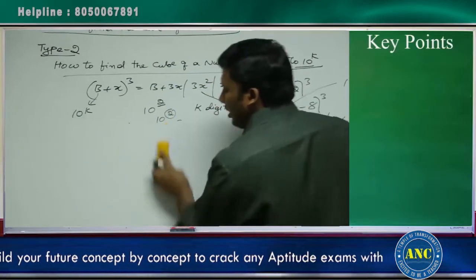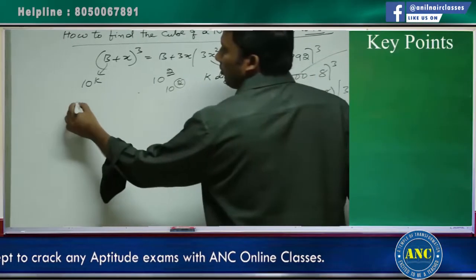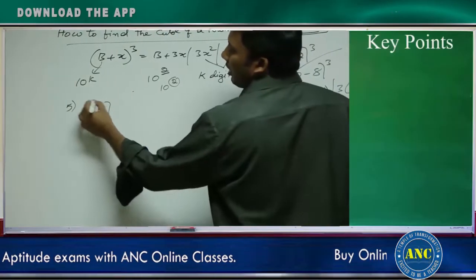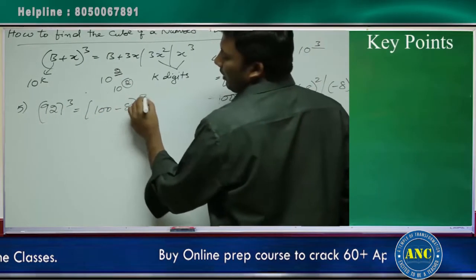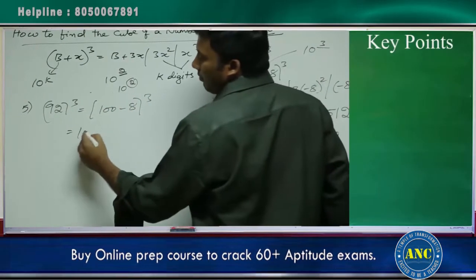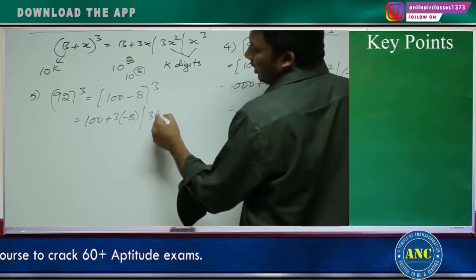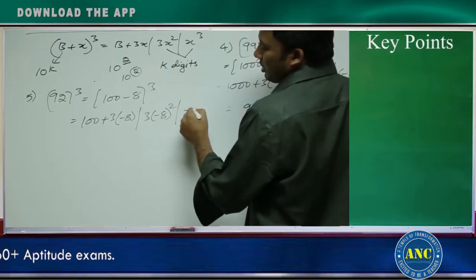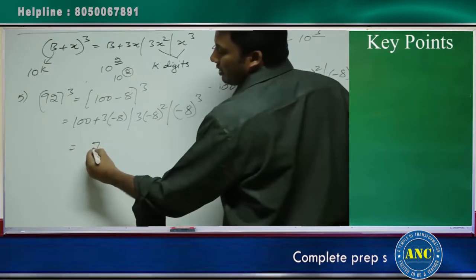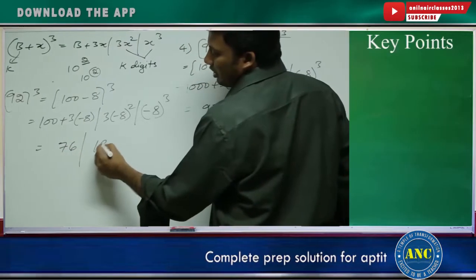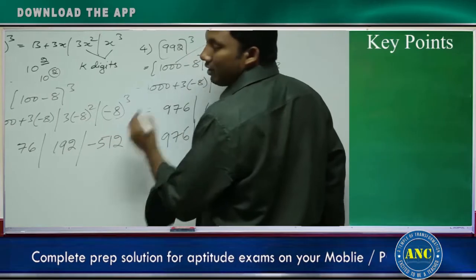That is 92 whole cube. 92 can be written as 100 minus 8 power 3. So this will be b plus 3x. Next is 3x square. Next is x cube. 100 minus 24, 76. 64 3s are 192. Minus 8 cube is minus 512.